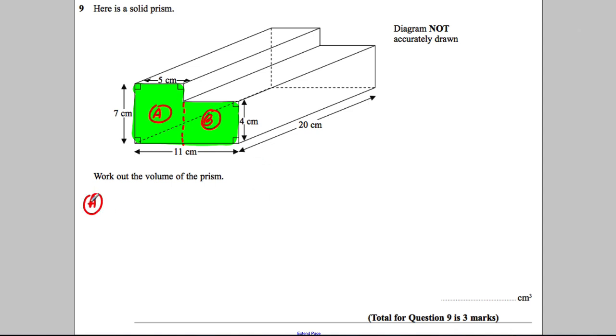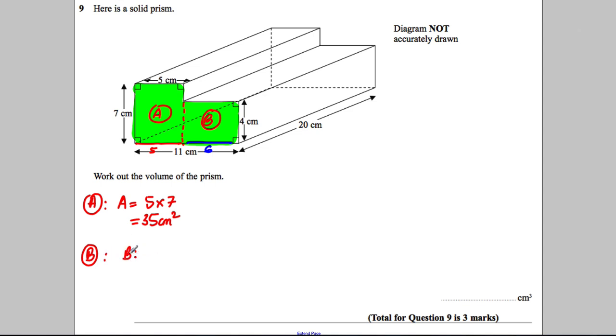So with A, we want to work out the area of A. So we're going to do this base here, which is clearly 5, multiplied by 7. So 5 multiplied by 7, which is 35 centimeters squared. Okay, the area of B, we want the base multiplied by the height. If this is 5, this here must be 6, because it must add up to 11 in total. So we do 6 multiplied by 4.